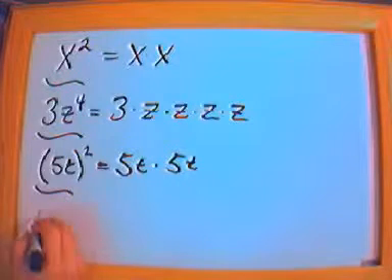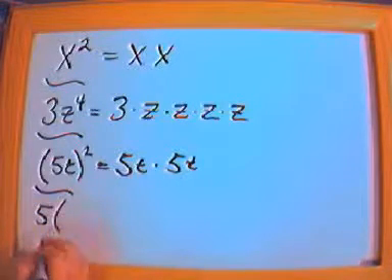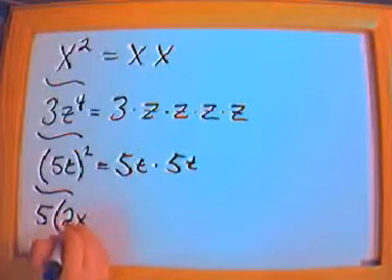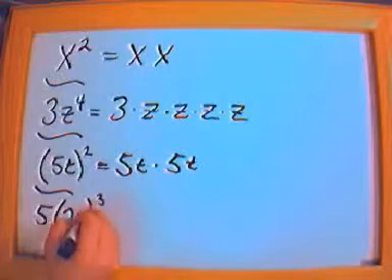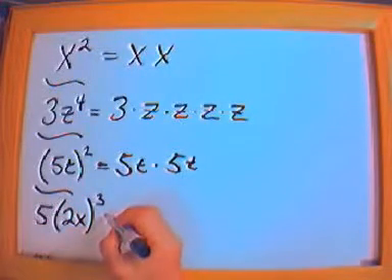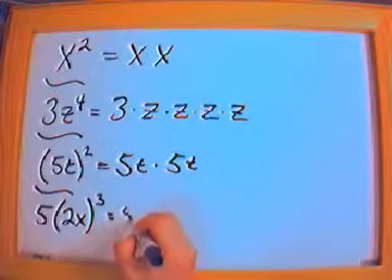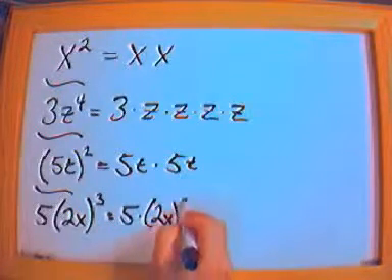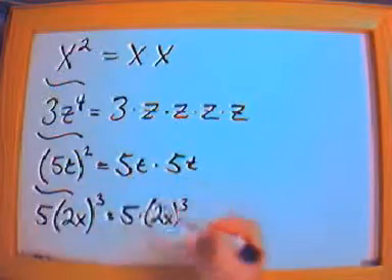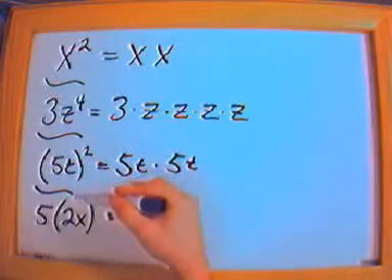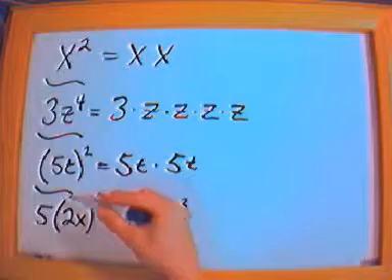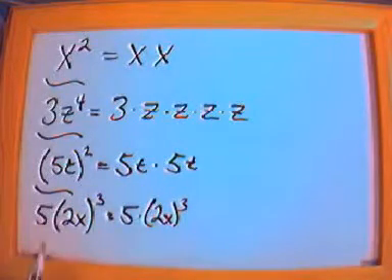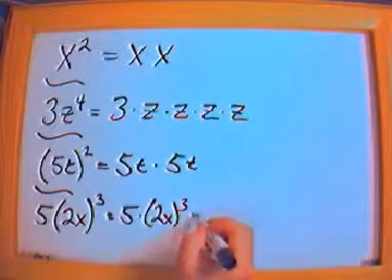And then there's just one more simple one. 5 times (2x) to the 3rd. How do I write this? Well, this is simply 5 times (2x) to the 3rd. I just put my multiplication sign in there. This is implied multiplication here. And the 3rd power only applies to the parentheses. It does not apply to the 5 in this case.